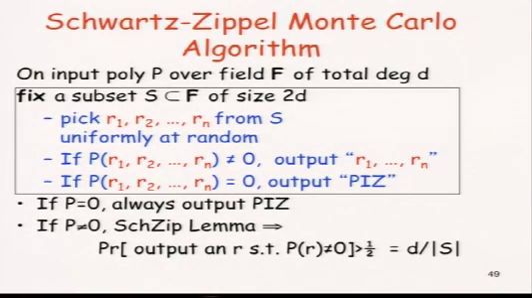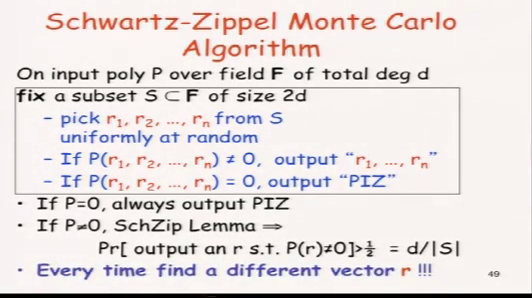Okay, so it turns out to be very simple. We do this by reducing this question, the search question, to the question of actually testing whether a polynomial is identically 0 or not, a decision question.